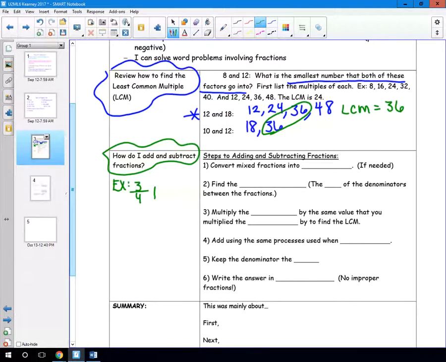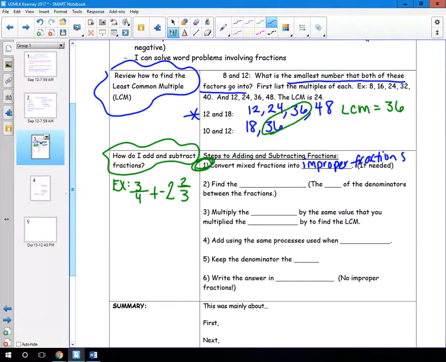3/4 plus -2 2/3. Okay? So we're going to go through the steps of how we would solve this problem. The very first step, when I'm looking at my problem, the very first thing that I'm going to do is look and see if I have any mixed numbers. And I'm going to convert all mixed numbers into improper fractions, if needed.